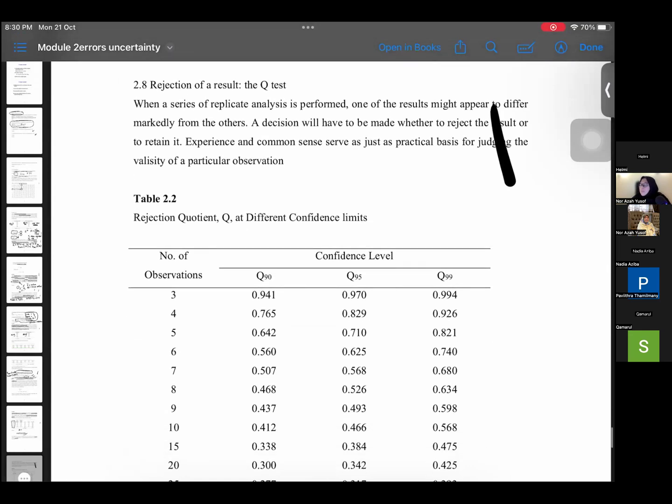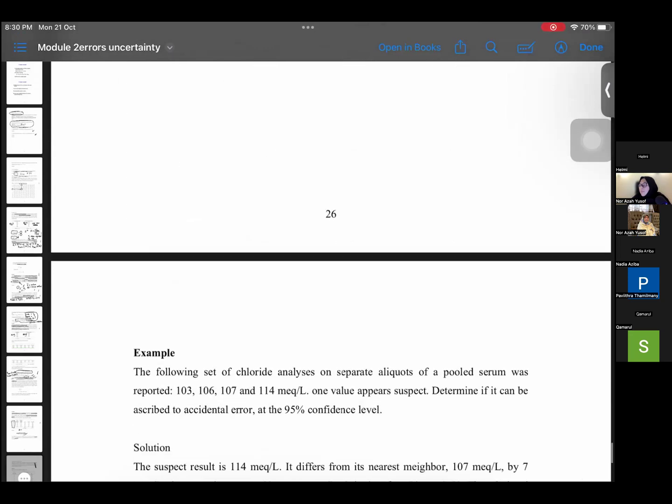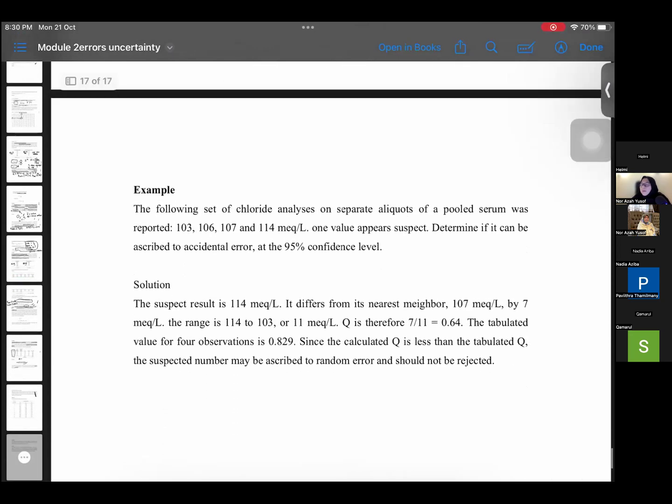So again, this is similar to what we have discussed just now. This is just to repeat how we do the Q-test, but I forgot to remind you, the Q-test has to be the first one. The Q-test has to be the first one before you do the F-test and T-test, because the Q-test is for you to evaluate outliers, whether you want to discard some of the data, or whether you want to retain the data. So look at the second example.